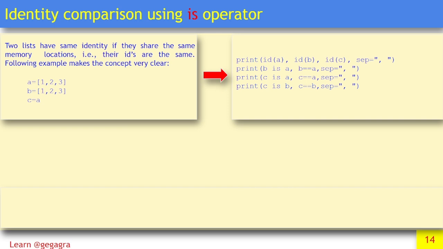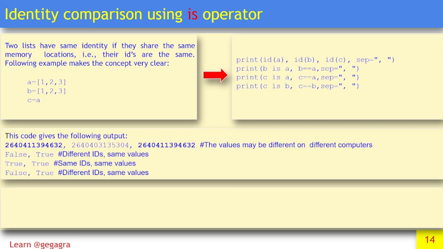So I am going to show you print ID of A, ID of B and ID of C. If you see, the ID of A and ID of C should be similar. So see here, ID of A, ID of B and ID of C. The ID of B is different from the ID of A and ID of C.